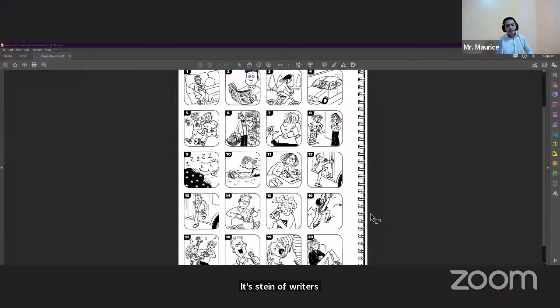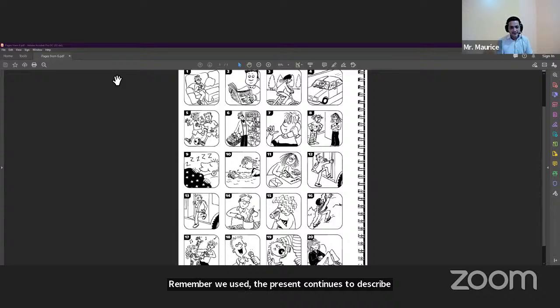Okay, now you have 2 minutes. I want you to look at all these pictures and then describe them using present continuous. Remember, we use the present continuous to describe actions or activities that are happening at the time of speaking. Okay? Look at all these pictures. You have 3 minutes. Do it, please.